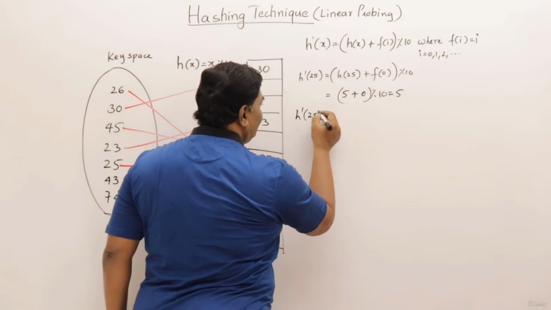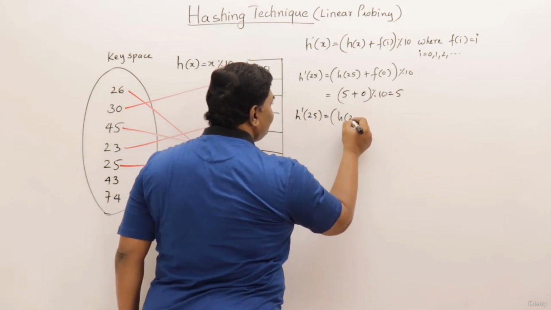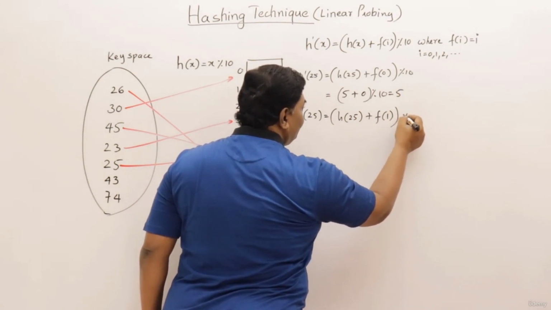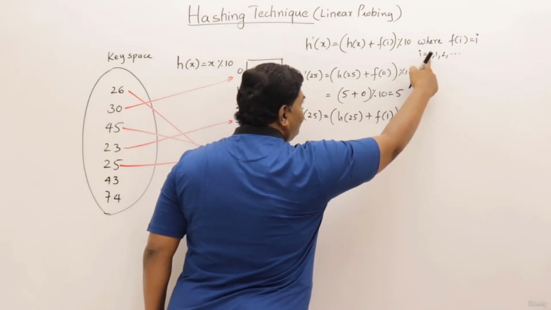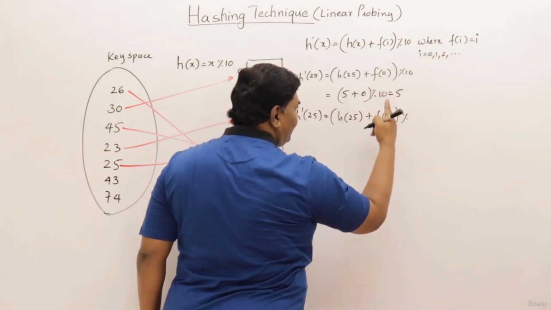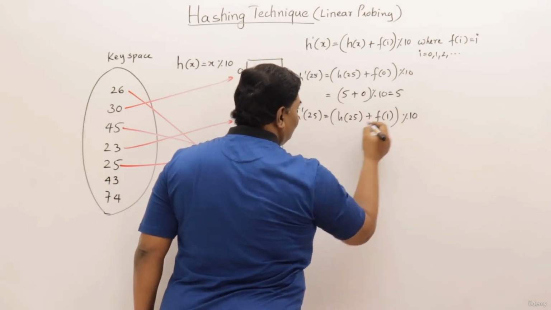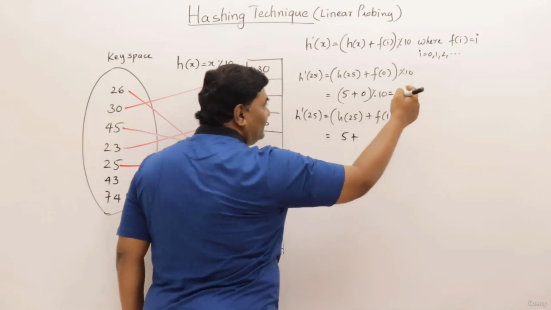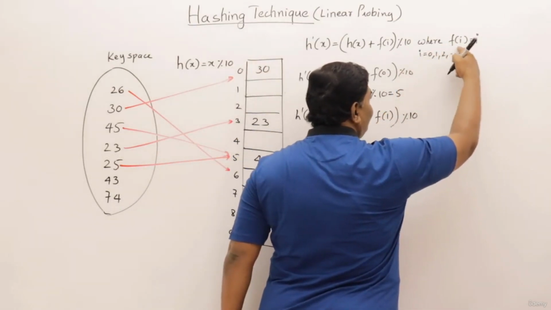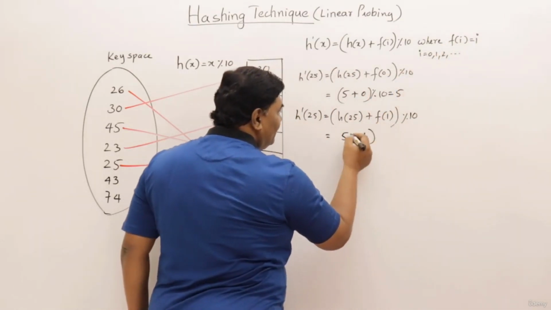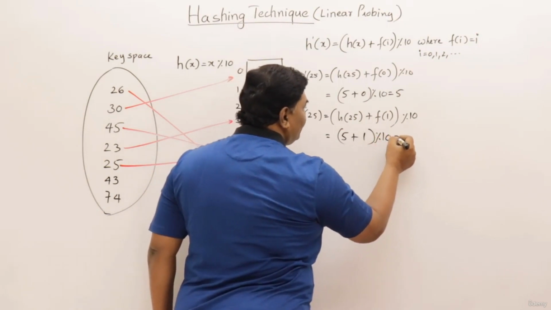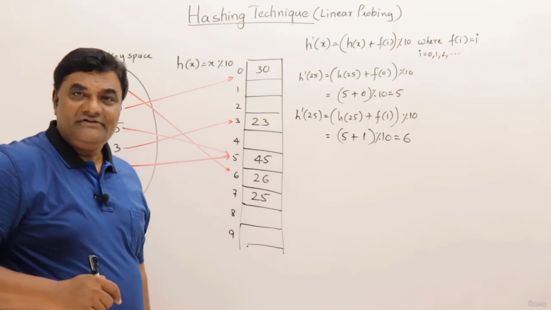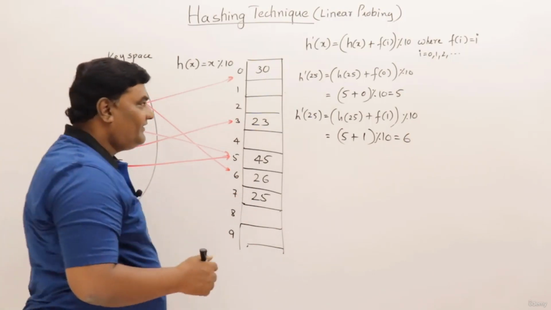We calculate h'(25) once again: h(25) plus f(1) this time, right? The i value is taken from 0 onward. So first we tried 0, then next 1, mod 10. So this is 5 plus f(1), and f(i) is i, so 1 is 1 only. So this is 1 mod 10, and the result is 6. Check at index 6. Already a key is there. It's not vacant. Then try the next value of i.